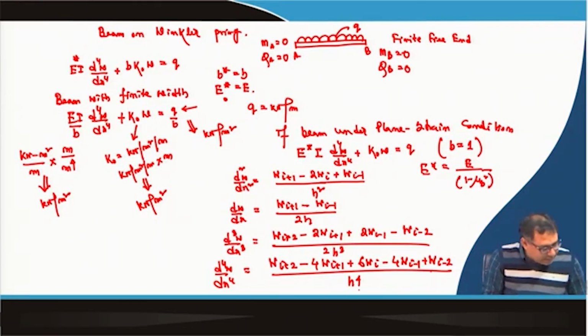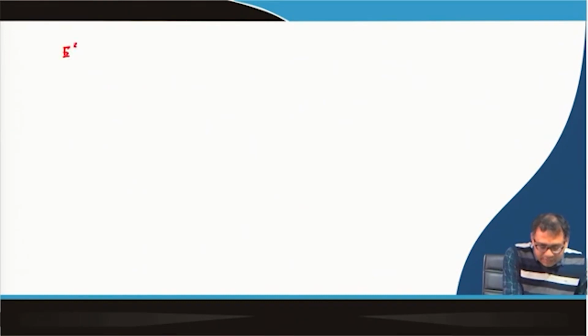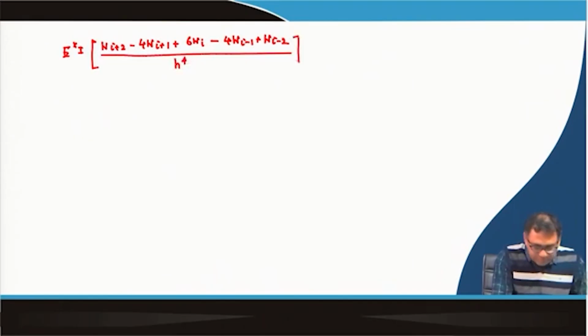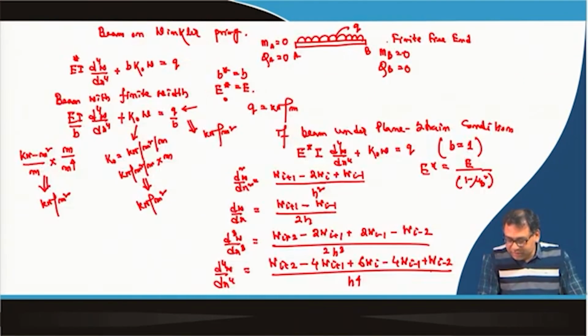So, now my equation is this one. That means here I have to write E star I times wi plus 2 minus 4 wi plus 1 plus 6 wi minus 4 wi minus 1 plus wi minus 2, divided by h4, then plus k or k0 wi, that will be equal to qi, because this is my equation.